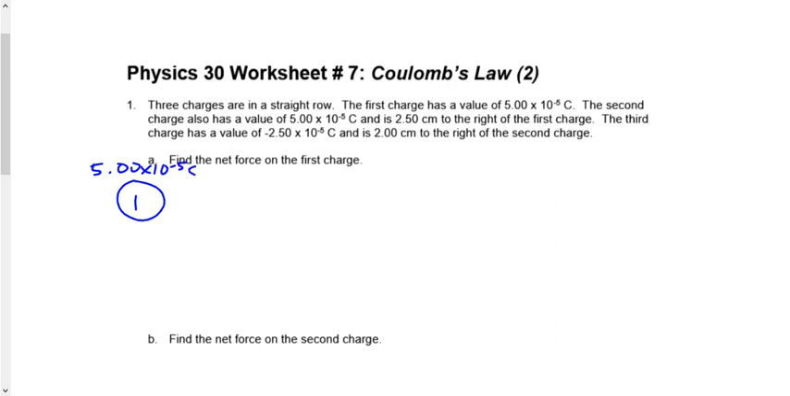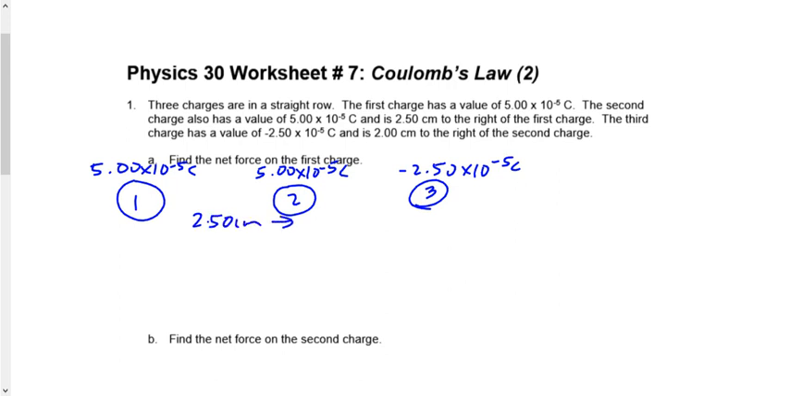And then it says there's a second one that's to the right of the first one, so we'll call that one conveniently object number 2. It's also 5.00 times 10 to the minus 5 coulombs. And then there's the third one over here that's negative 2.50 times 10 to the negative 5 coulombs. Distance is involved here. We get 2.50 centimeters, and we have 2.00 centimeters. So that's what we call a situational diagram. That's what my situational diagram should look like. When I start adding forces, it becomes a free body diagram.